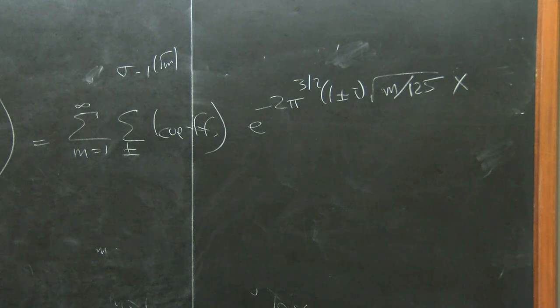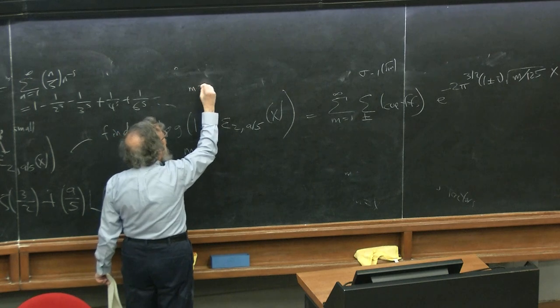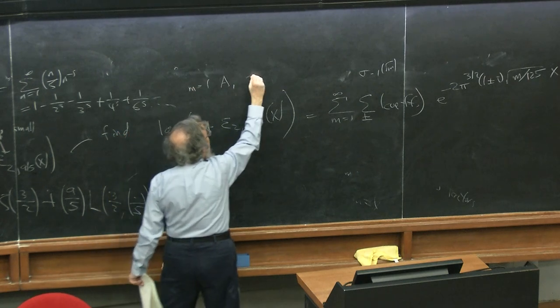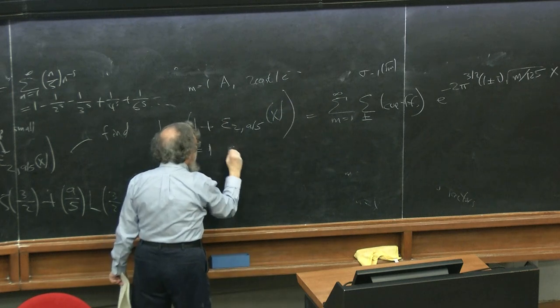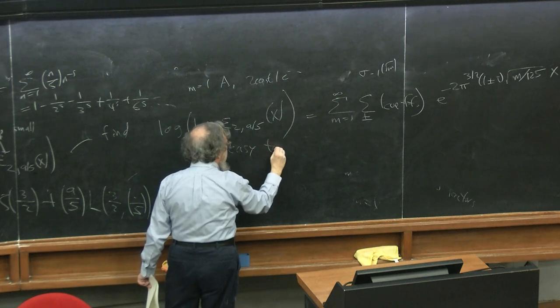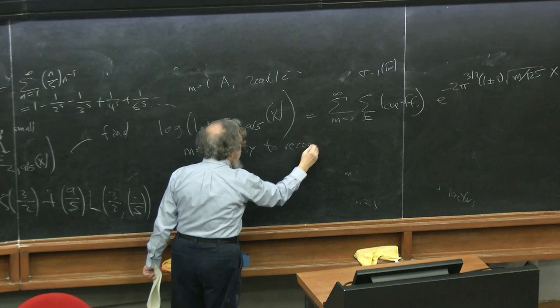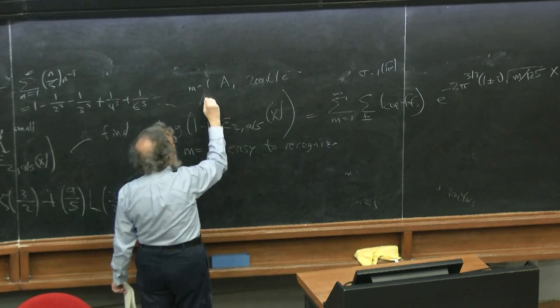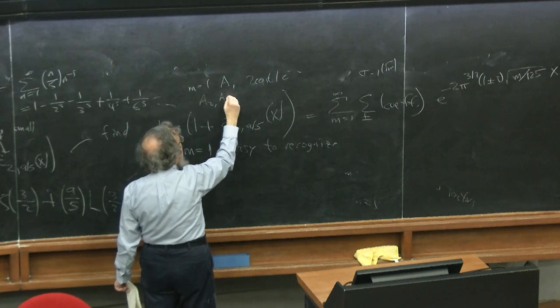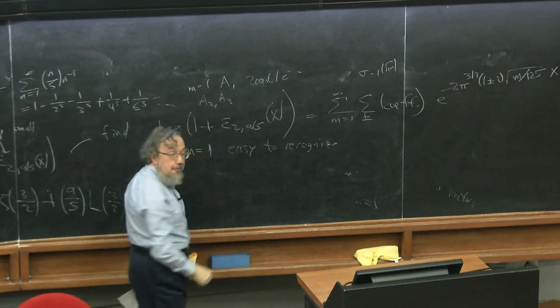M equals 1, remember before when m equals 1 was A1. And that was just a single 2 cosine times a single E. Well, here it's the same. So this one, again, is easy to recognize, just as it was before. Now, when you continue, remember before A2, A3, and A4, well, A2 and A3 were very easy.